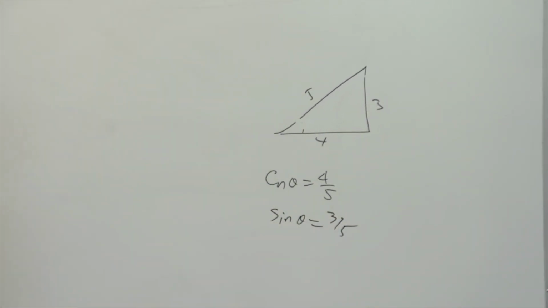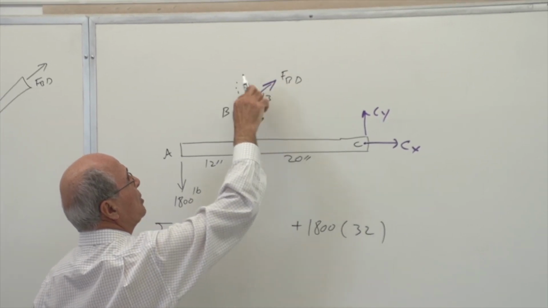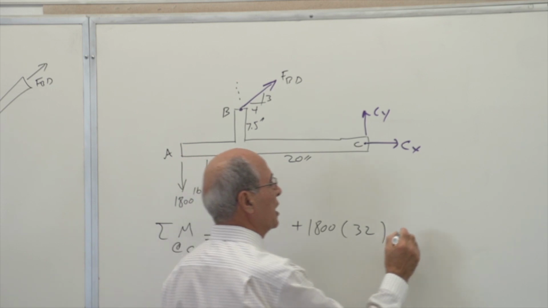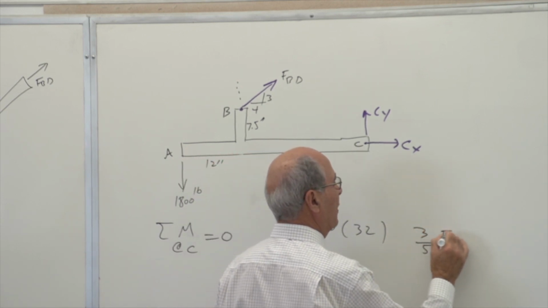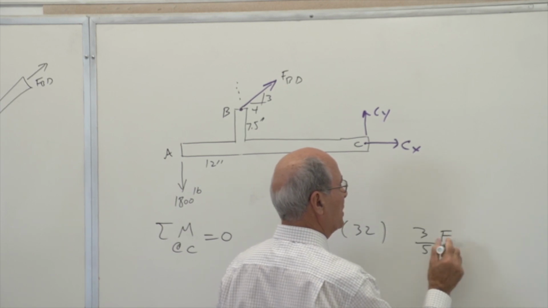So therefore, what do I have here? What's this length, the vertical component? It is 3/5 of F. Is that correct or not? Yes. So therefore, this is 3/5 of FBD. I'm sorry, because that's FBD.